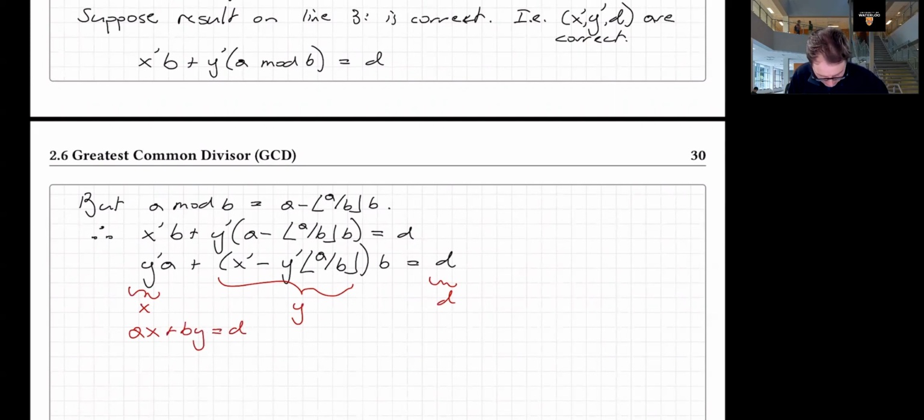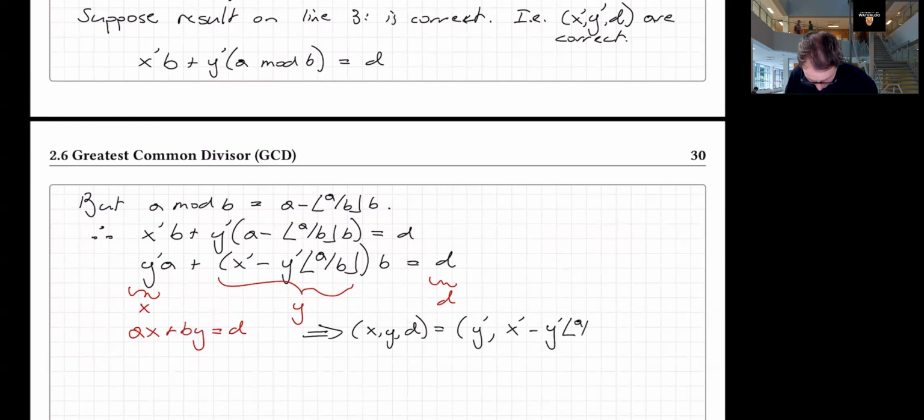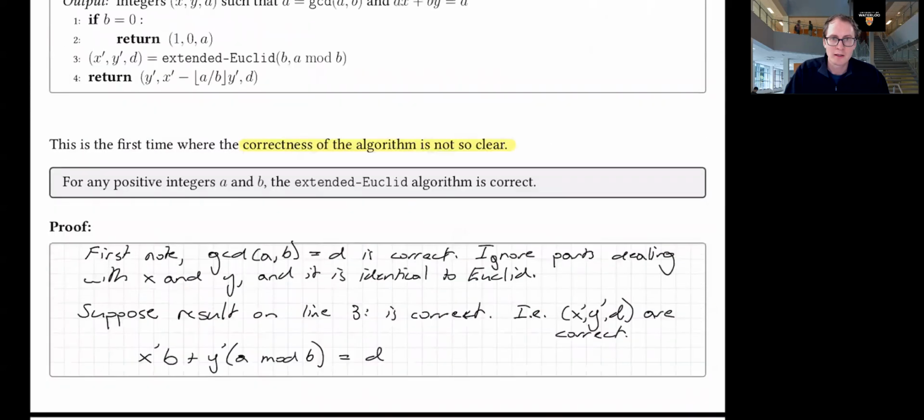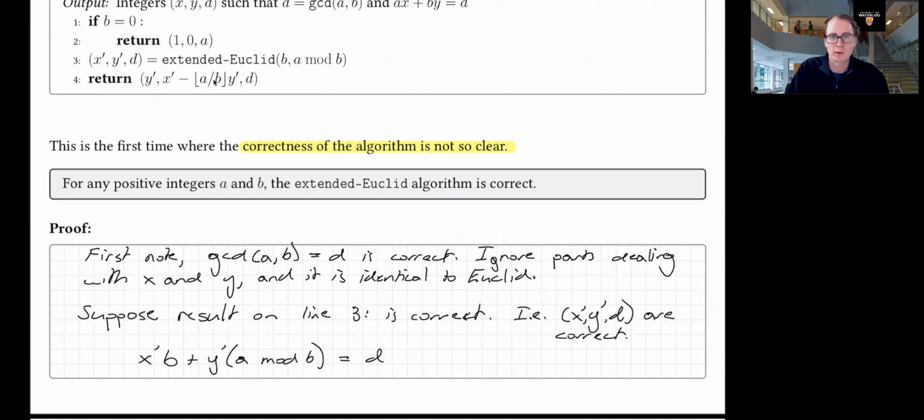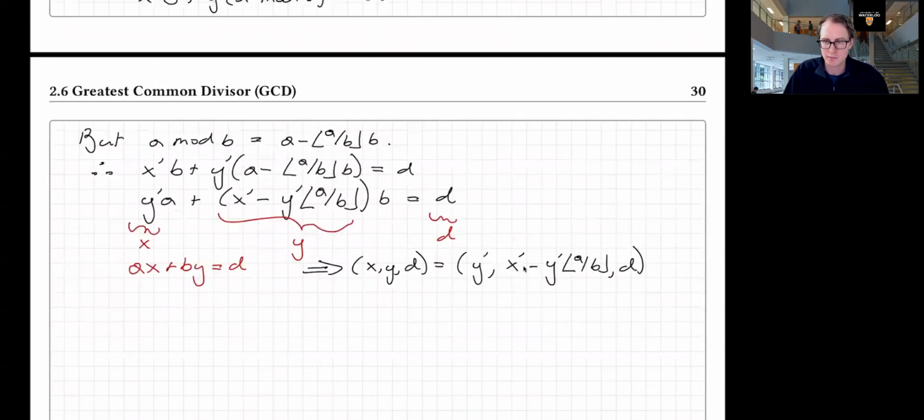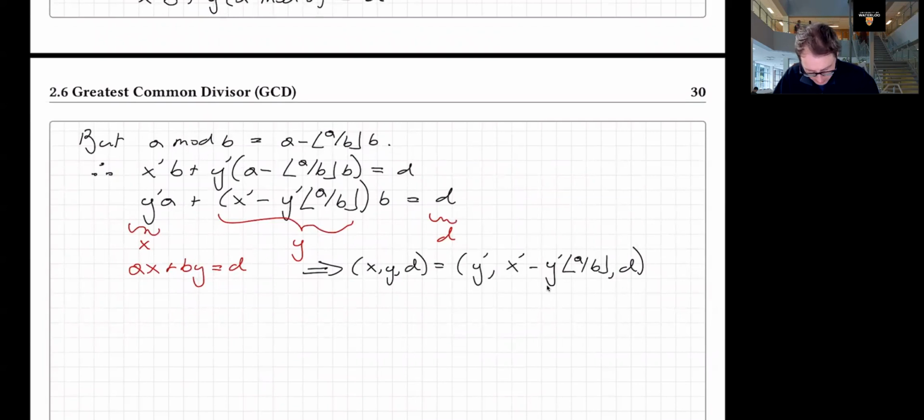And so we see the X, Y, D equals Y prime, X prime minus Y prime floor of A over B, and then D. And that's exactly, if we go look back up, Y prime, X prime minus floor of A over B times Y, D, that's exactly what gets returned by the algorithm. So this matches the algorithm.